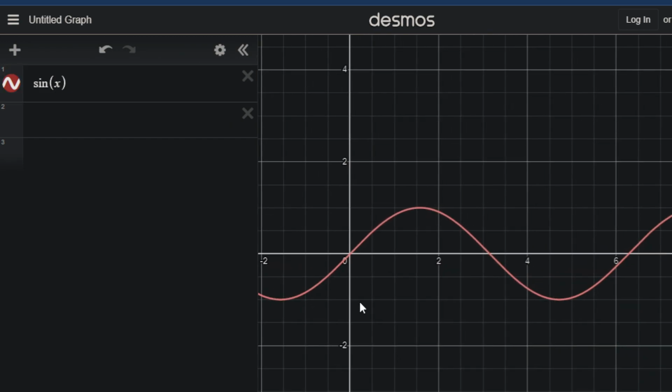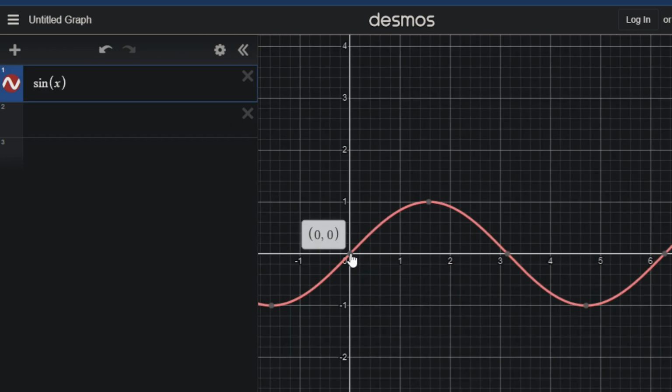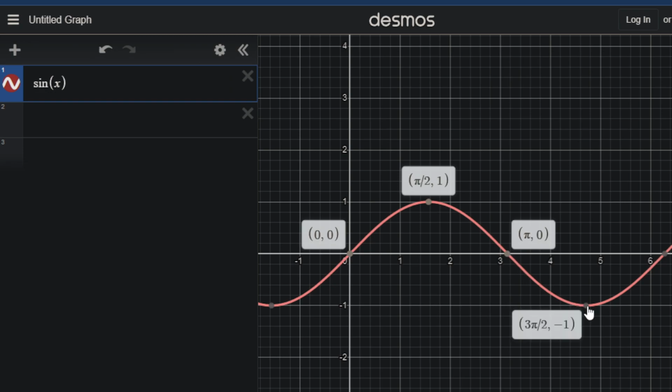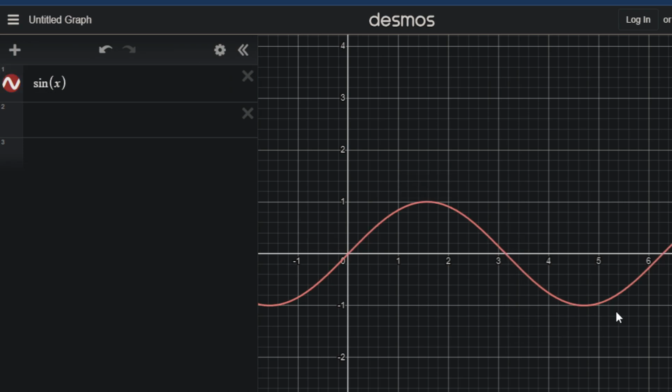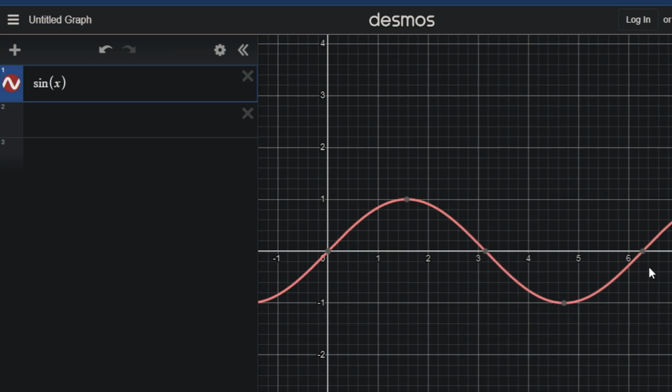So you can see sine of 0 is 0. That was one of the values we looked at. Sine of pi over 2 is 1. Sine of pi is 0. Sine of 3 pi over 2 is negative 1. That's 270 degrees. And then sine of 2 pi, we're back at 0.